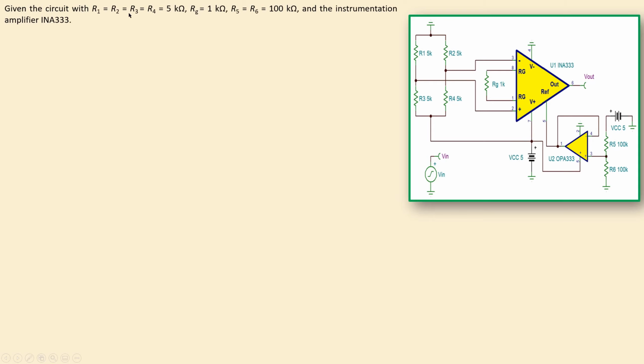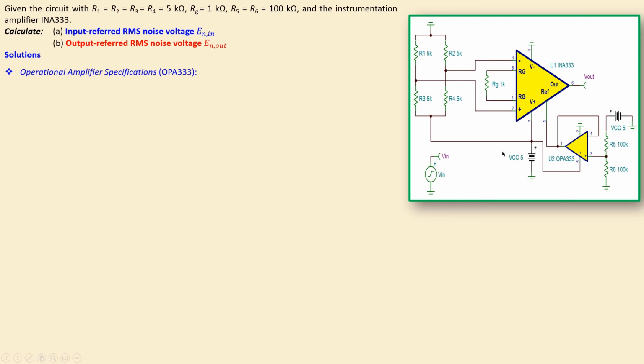So we have R1, R2, R3 and R4 all 5 kilo ohms, RG which is the gain setting resistor which is 1 kilo ohm, and we have R5 and R6, both of them 100 kilo ohms, and we have the instrumentation amplifier INA333, and we have also the op-amp OPA333. What we want is the calculation of the input referred RMS noise voltage and also the output referred RMS noise voltage. In this circuit we just have an addition of this reference circuit or the buffer. We will see what kind of effect it has on our noise performance. Okay, let's move on to the solution.